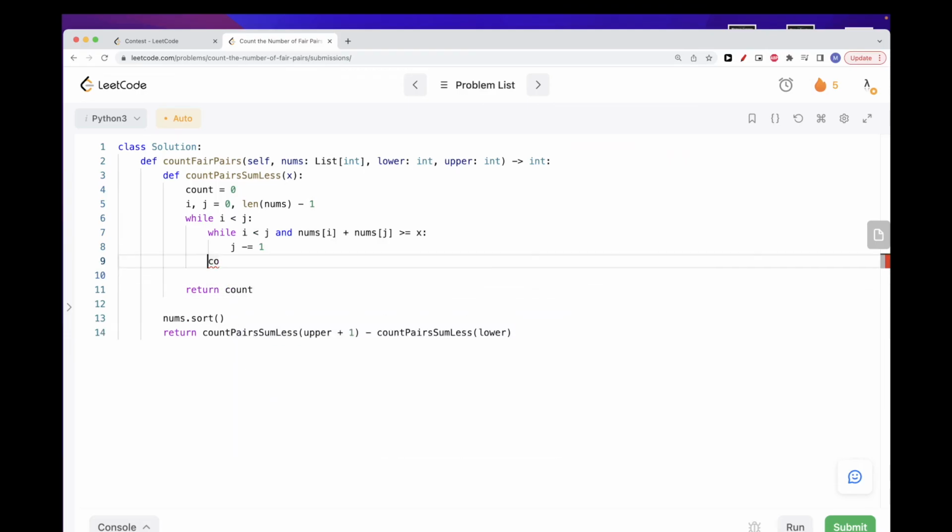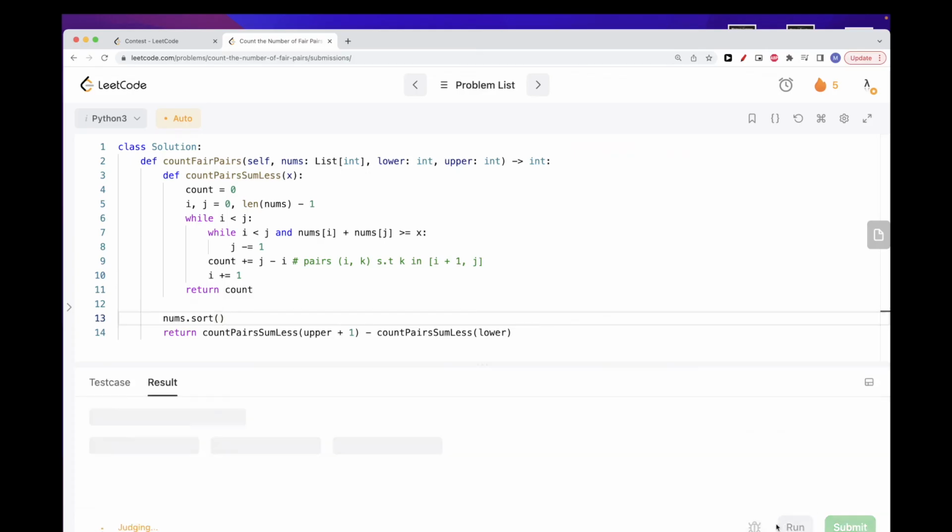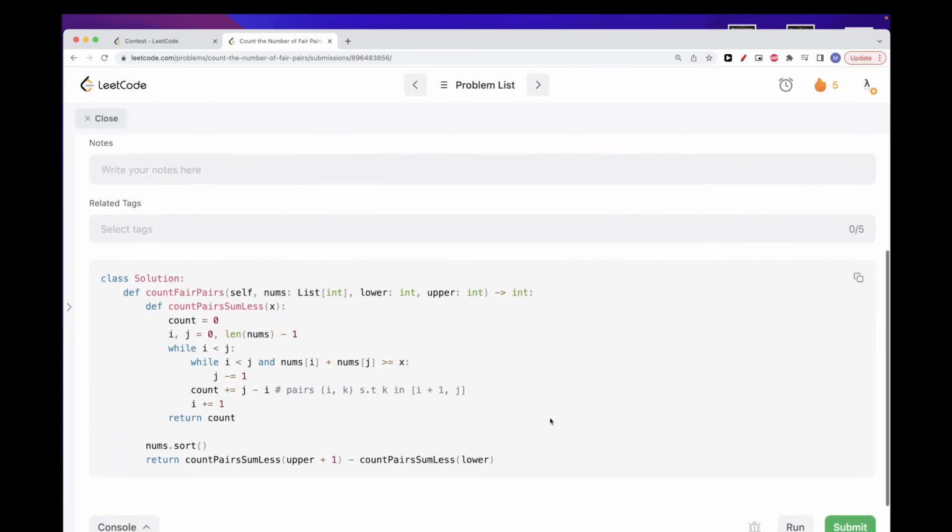And so here, what do we need to add? Well, we said it's just j minus I, right? Those are those between pairs with I and let's call this k, such that k is basically in the range I plus 1 to j, right? So those are the pairs that we count here. And then we want to increment I plus 1. Okay, and that should be it. So if we run this, looks good. And it passes test cases, right?